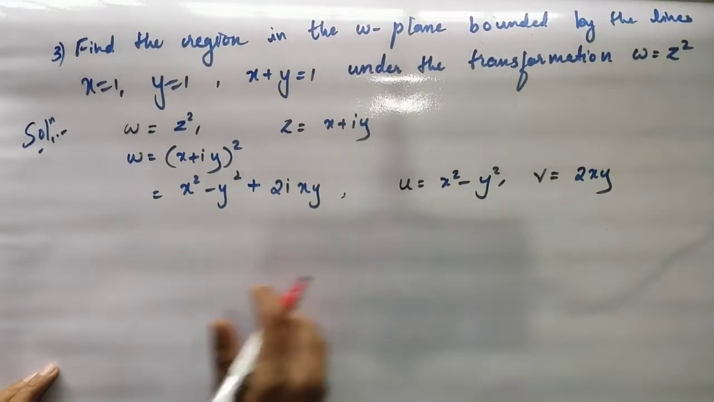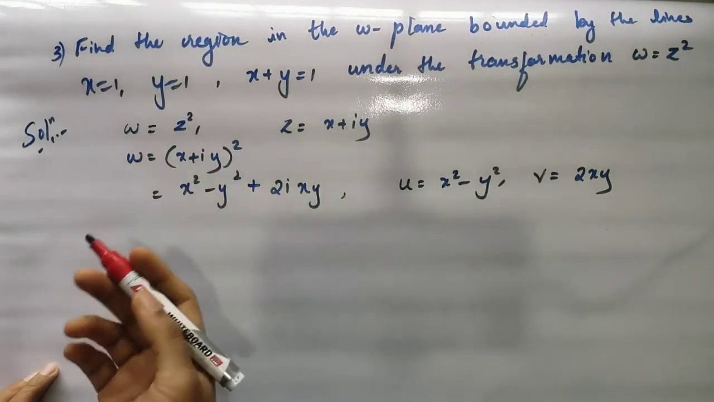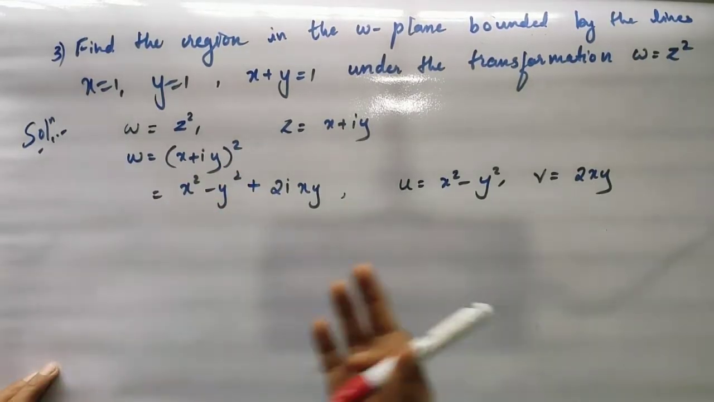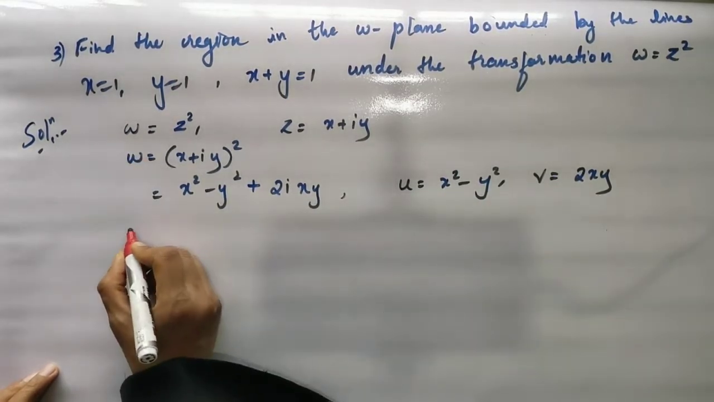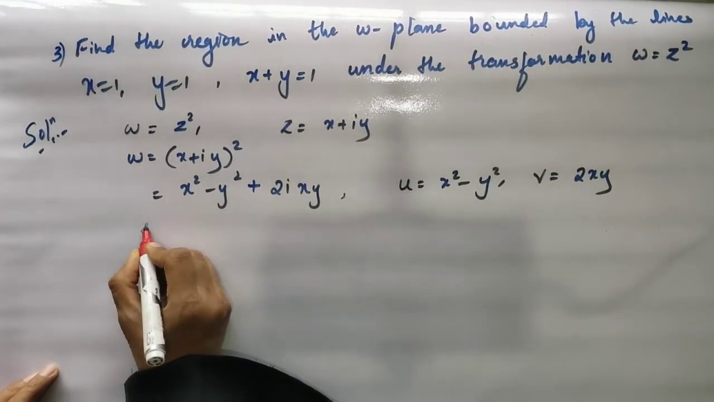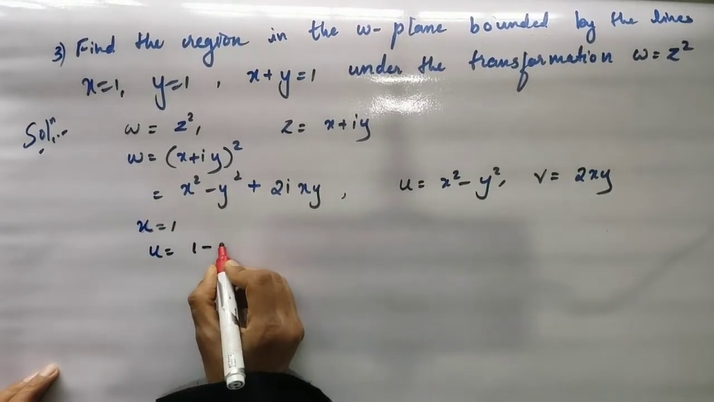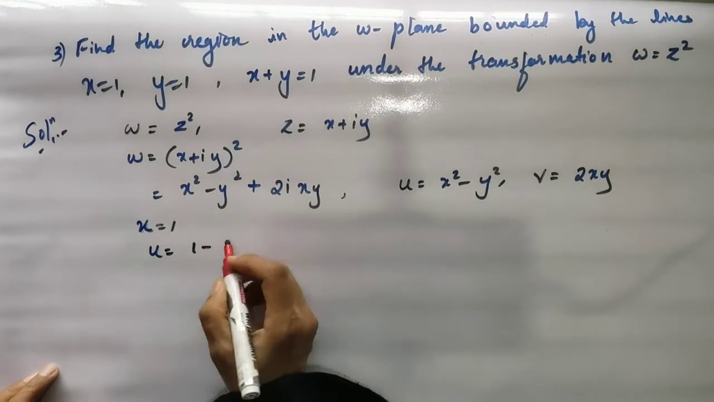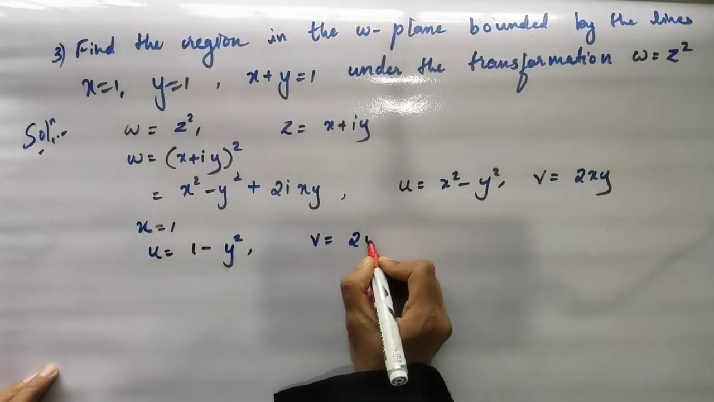Now in this case we are going to put x equal to constant and y equal to constant. We have done it, so we can directly use that, but now I am just going step by step. So when x is equal to 1, let's work for the line. For x equal to 1, u will look like 1 minus y square, because x square becomes 1, and v becomes 2y.